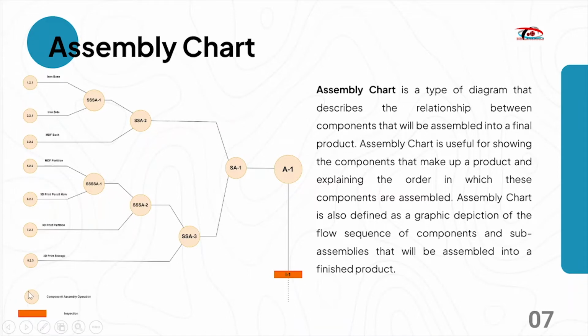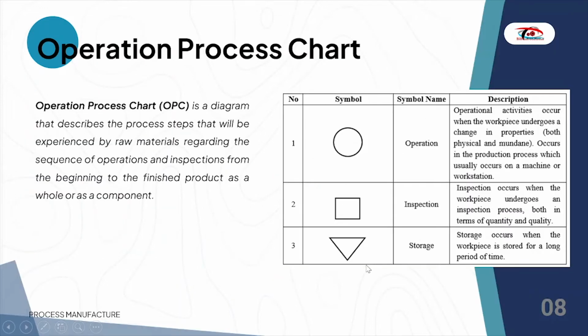If it is a circle, it shows us the component of the assembly operation, and if it is a square in this legend, we can call it an inspection process. Assembly chart is also defined as a graphic depiction of the flow sequence of components and sub-assemblies that will be assembled into the finished product.